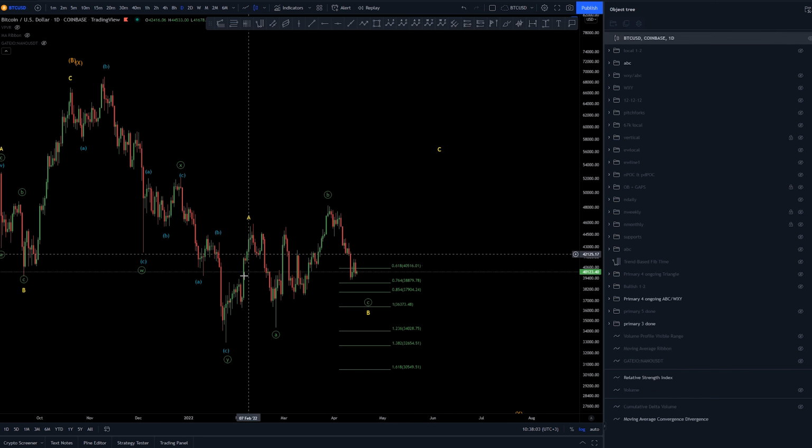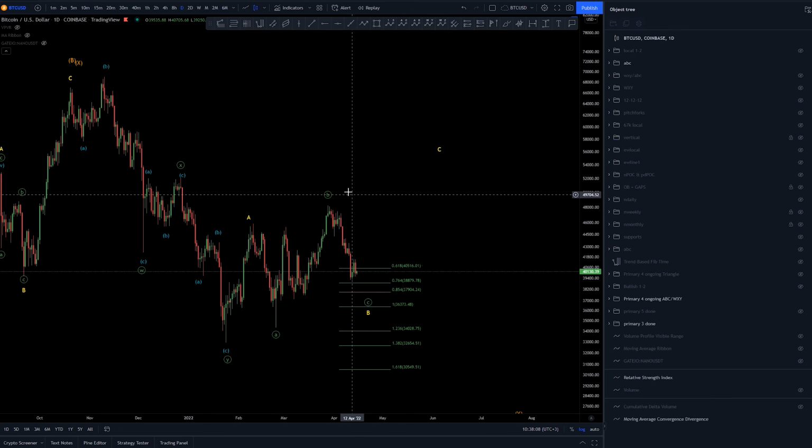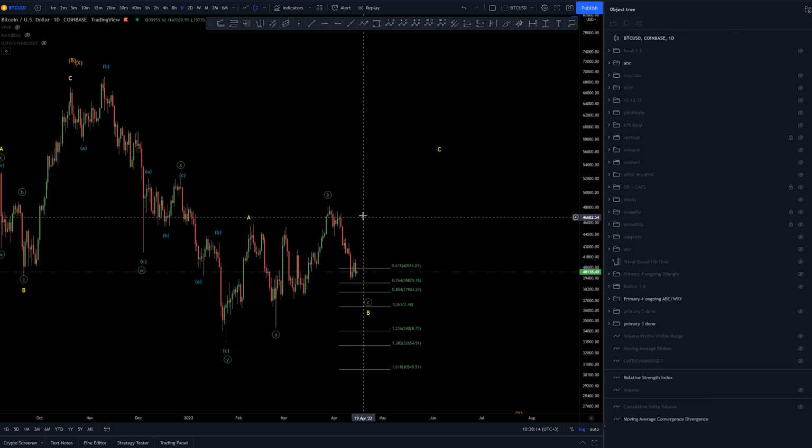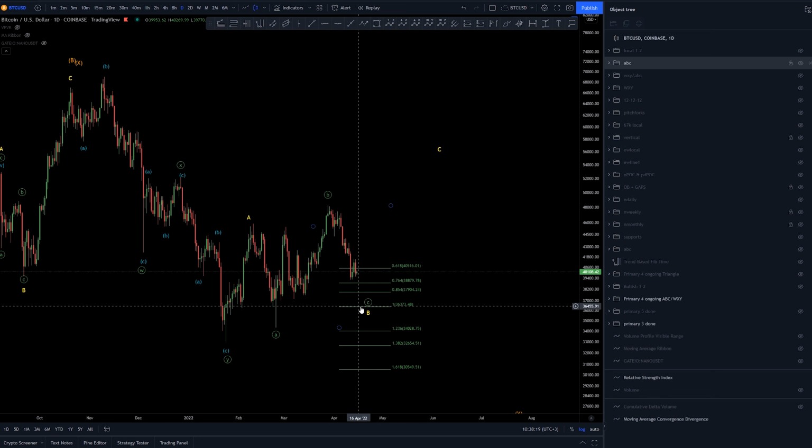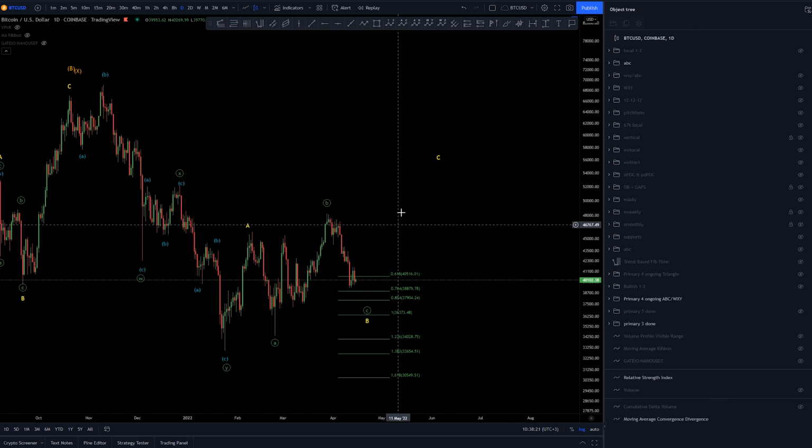Again, here more three-way moves, meaning that A, B, C is possible. This leg looks to be impulsive, again digging into that in just a bit. So it could definitely be a C wave here for the minor B before we shoot up.